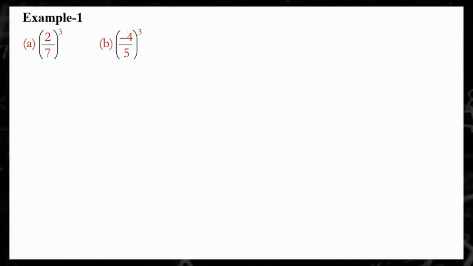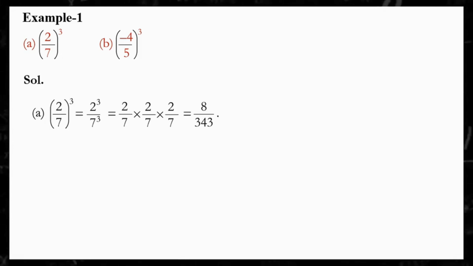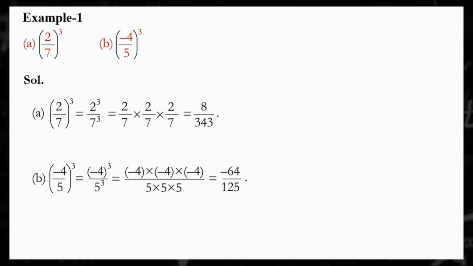Example 1. A. 2 by 7 whole raised to the power 3. B. Minus 4 by 5 whole raised to the power 3. Solution. A. 2 by 7 whole raised to the power 3 is equal to 2 raised to the power 3 by 7 raised to the power 3, which is equal to 2 by 7 into 2 by 7 into 2 by 7, which is equal to 8 by 343. B. Minus 4 by 5 whole raised to the power 3 is equal to minus 4 whole raised to the power 3 by 5 raised to the power 3, which is equal to minus 4 into minus 4 into minus 4 by 5 into 5 into 5, which is equal to minus 64 by 125.